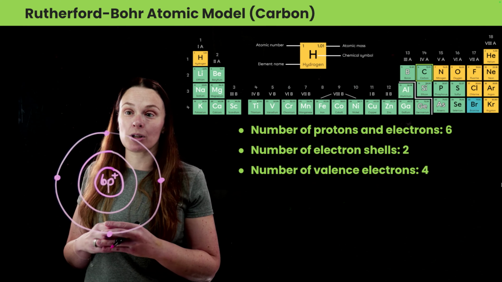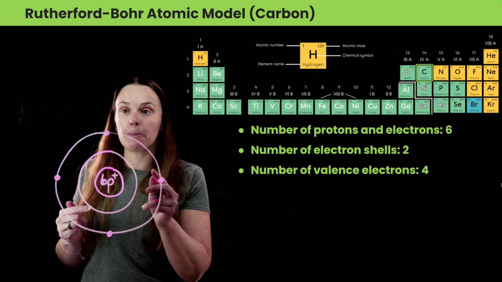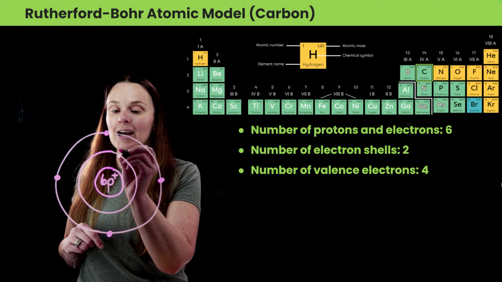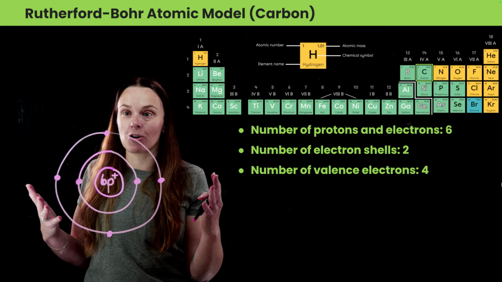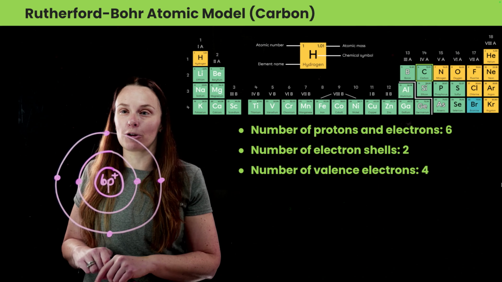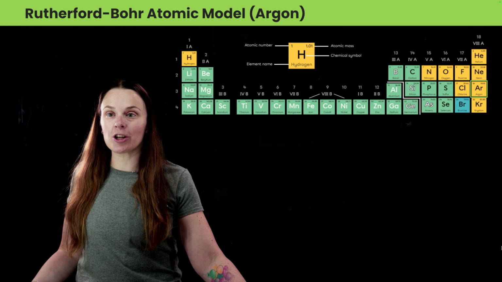Now there are 6 protons in the nucleus, which means there are 6 electrons. I have 4 here. I'm going to put the other 2 on the inside shell. It doesn't matter where you put them as long as they're on that inside shell, and there is your Rutherford-Bohr model of carbon. So for our last example, we're going to use argon.